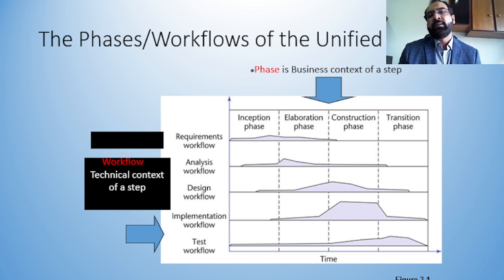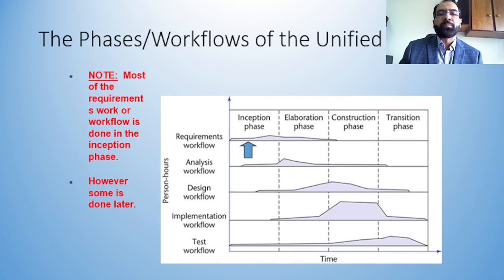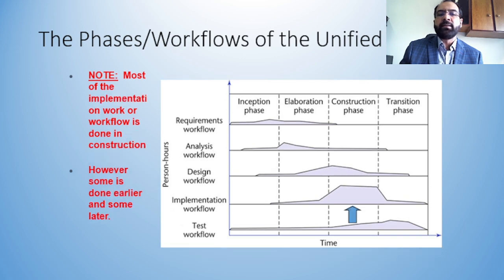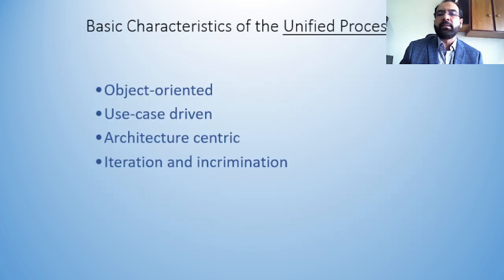So it means that these phases are not discrete. Actually these phases are overlapping, they are not mutually exclusive. So it means the workflows and the activities which have to be done in various phases are overlapping. So we cannot say that they are totally mutually exclusive. Most of the requirements workflow is done in the inception phase, as you can see. However, some is done in the later phases. Similarly, most of the implementation work is done in the construction phase. However, some is done earlier and some later.